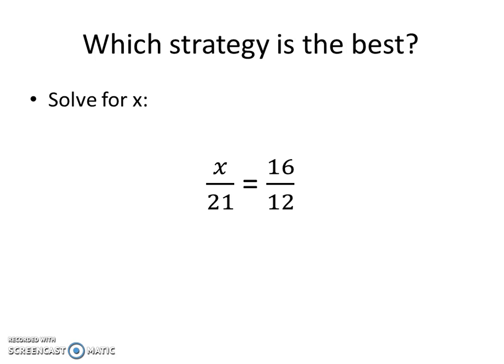So in this example here, I want you to think about which strategy is the best. Would you want to use cross products? Would you want to use equivalent ratios? Or would you want to use algebra by getting the divide by 21 out of there by multiplying by its reciprocal? And this is where we're going to start off tomorrow with which strategy y'all think is the best for this problem. So think about it. Okay, see y'all tomorrow.